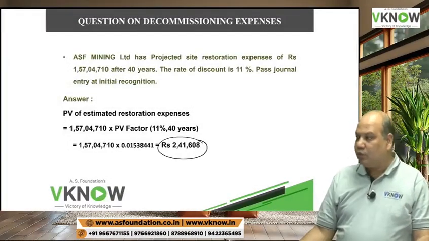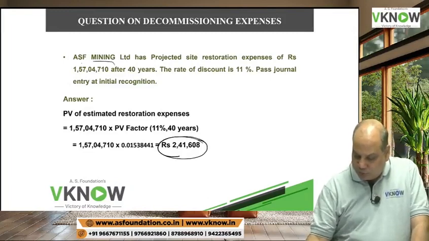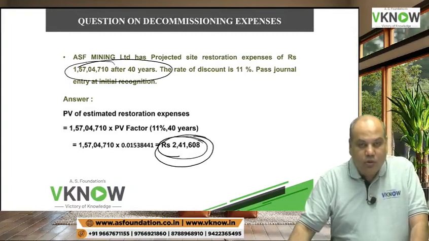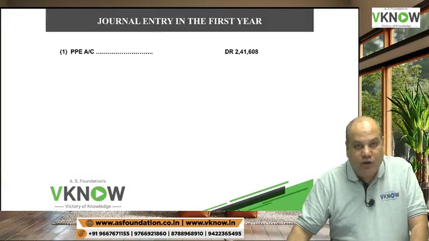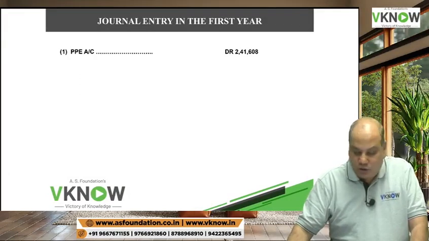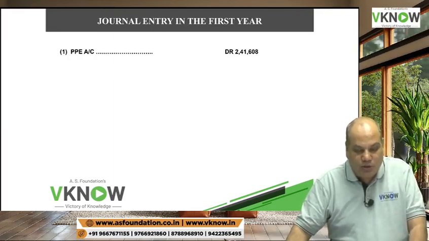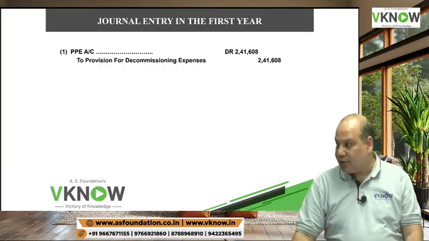Question is, what about the journal entry? This expenditure you will pay after 40 years. This is the present value. I will pass an entry like this. So write down journal entry in the first year. Chauhan is right. Journal entry in the first year. You are going to add it to the cost of PPE. PPE account debit 241,608.